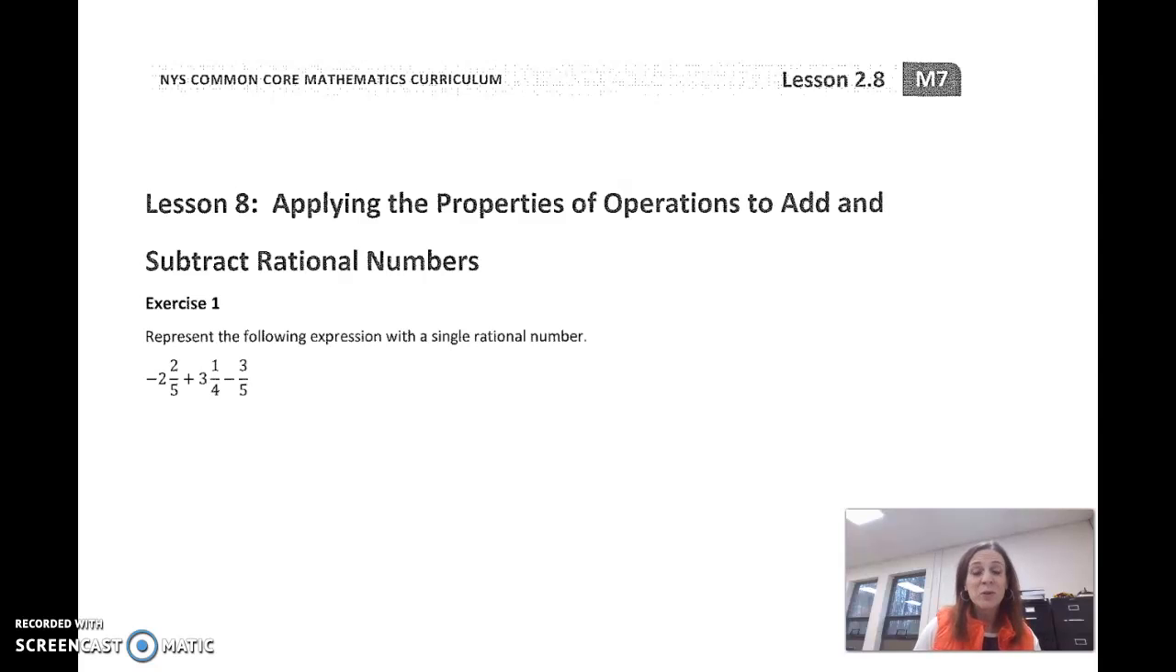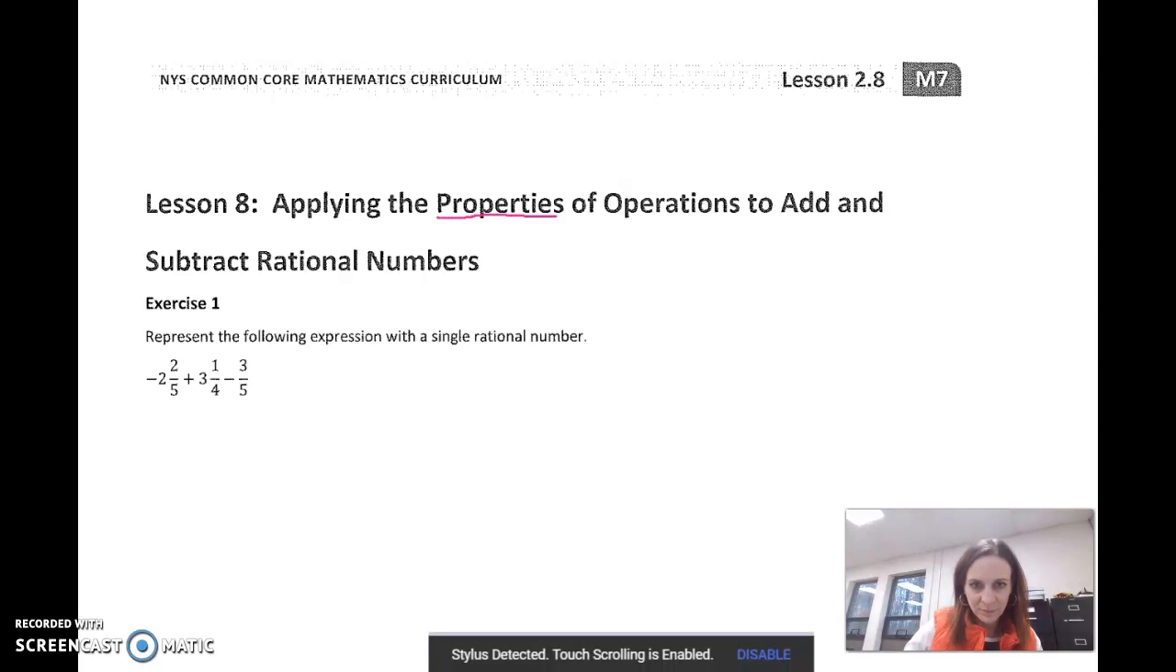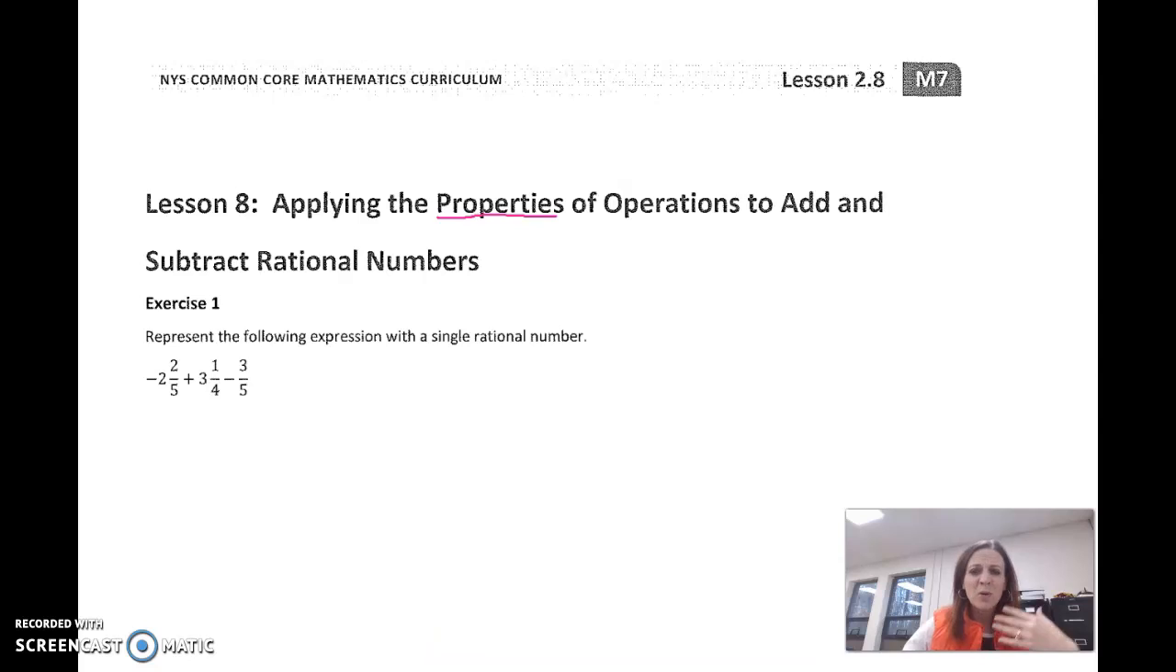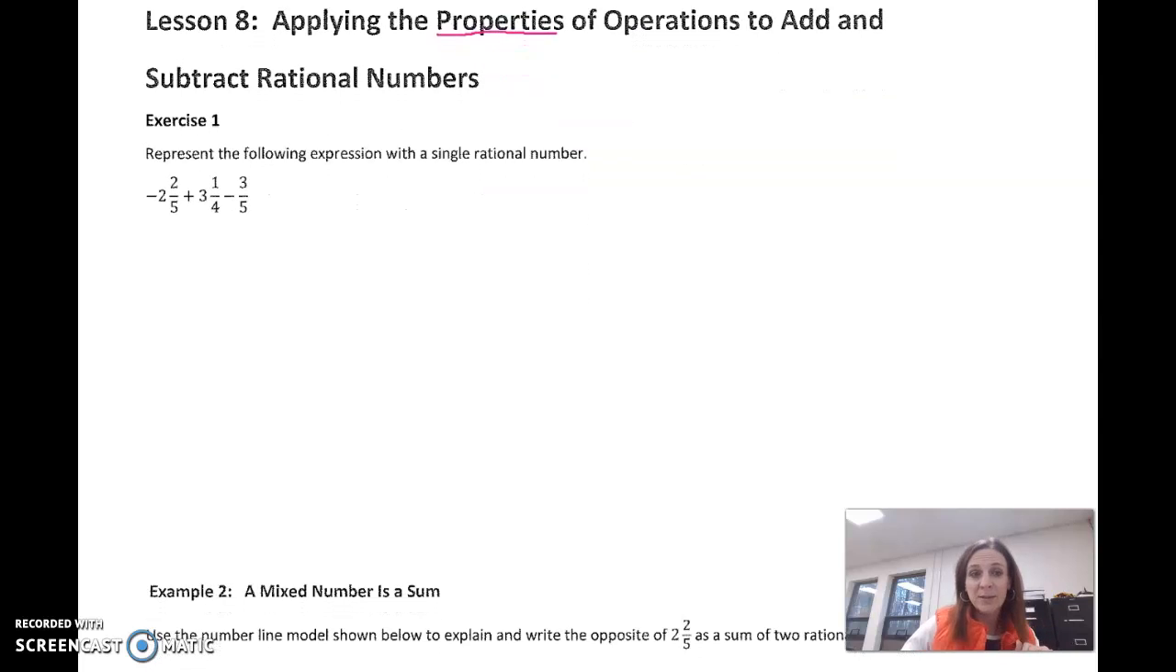Lesson 8 in Module 2 is on applying the properties of operation to add and subtract rational numbers. So when we talk about properties, we're talking commutative property, associative property, all those type of things, okay? So that hopefully is familiar to you, and hopefully as we talk about things, it'll kind of start to come back. Really, our goal is to make the math easier by using those properties, okay?